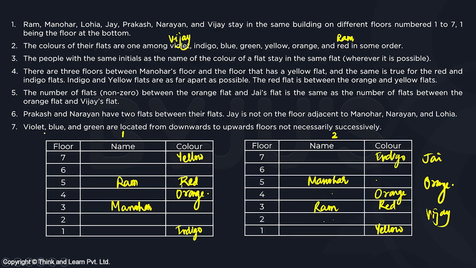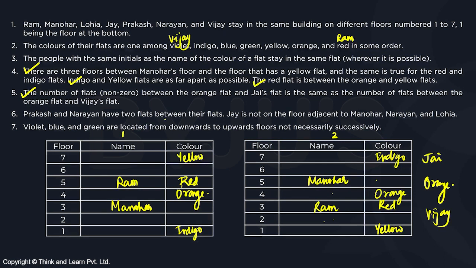We are told that the red flat is between the orange and yellow flat. So red is between yellow and orange. So this statement also makes sense. Indigo and yellow are as far apart as possible. Between the Manohar floor and the floor that has a yellow flat, there is a gap of 3. Same is true for red. So this statement is done. The number of flats between orange flat and Jay's flat is the same. So this part is also done.